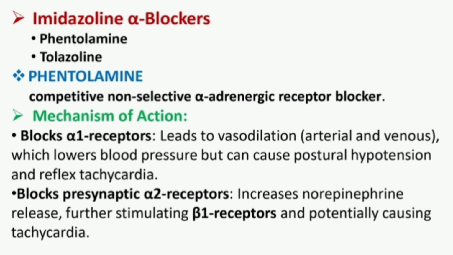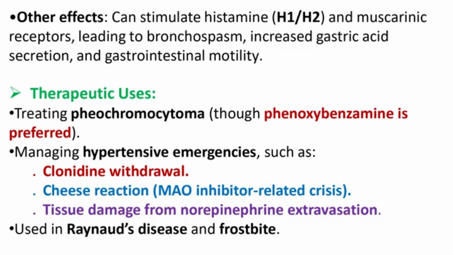In the next section, among the other effects under the mechanism of action, it can stimulate the histamine H1 or H2 receptors and also muscarinic receptors. So it leads to bronchospasm, increased gastric acid secretion and increased gastrointestinal motility.